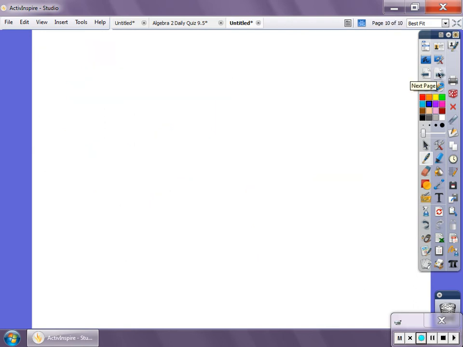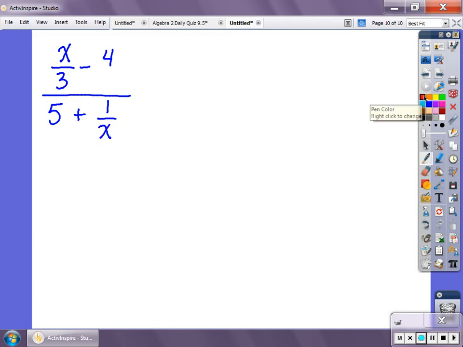Okay, last two problems we have to do are about complex fractions. So we have x over 3 minus 4, all over 5 plus 1 over x. Now what I like to do is do these separately. The first one I'm going to look at is the top, then I'll look at the bottom, and then I'll worry about simplifying the complex fraction.